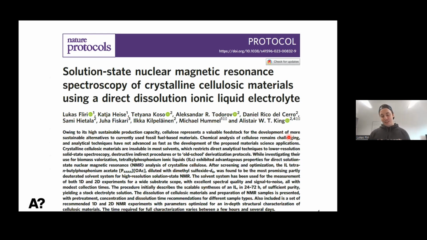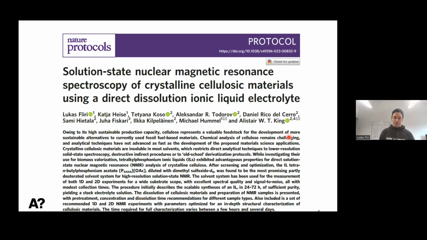And this is a very extensive article. It has 45 pages, and it has a long introduction about the history of this method and how it compares to other analytical techniques. And it has also a protocol section where the synthesis of the ionic liquid is discussed in detail, where the dissolution of the cellulose is discussed in detail, how to set up the NMR experiments, what you can see in the NMR spectra, and some examples of how you can use it in your research.